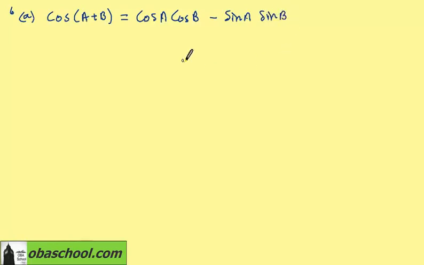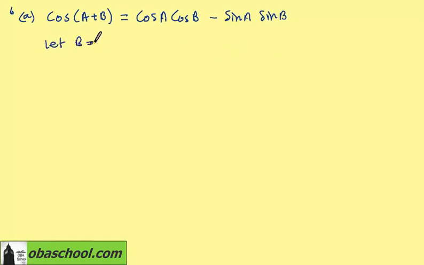Question 6, Part A. We're told to start with the identity cos(A plus B) is equal to cos A cos B minus sine A sine B. And we're asked to use this to show that cos 2A can be written as 1 minus 2 sine squared A.